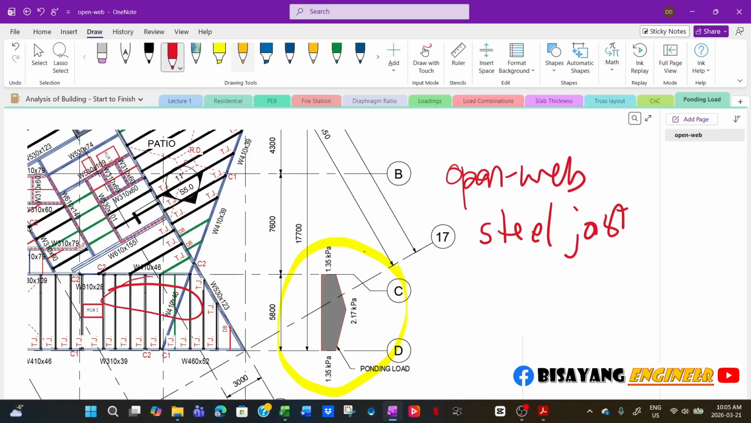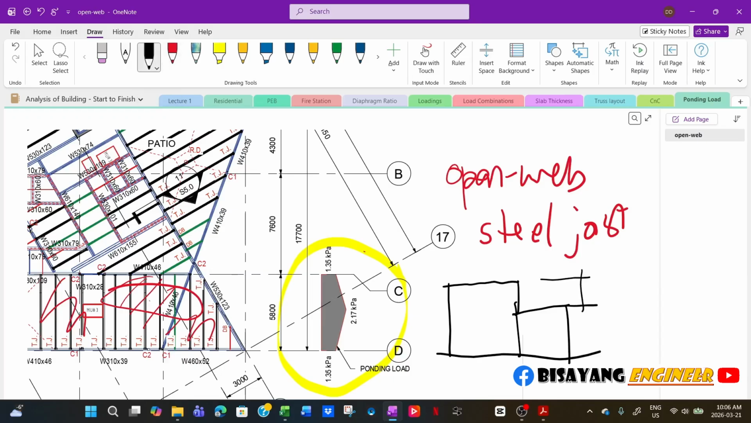So for this particular framing, this is the lower roof. Basically, what happened? That's why the ponding load is quite high. We'll just do like a skeleton. This is an irregular shape structure, but if you look at the elevation for the section, this is what it looks like. So there's a height difference here.